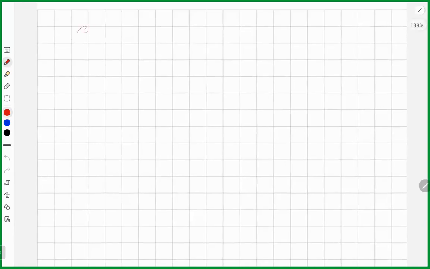This class. Now, before we go into the graphs, we need to understand one more quantity, which is known as acceleration. What is acceleration?